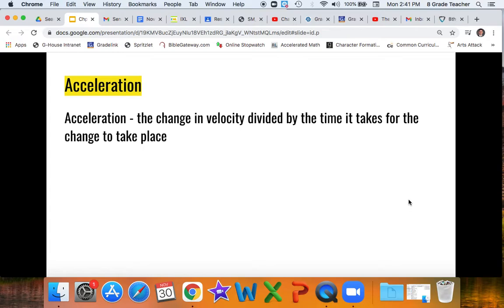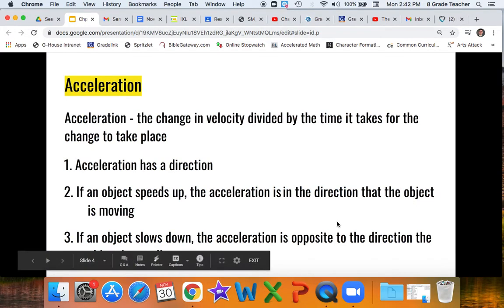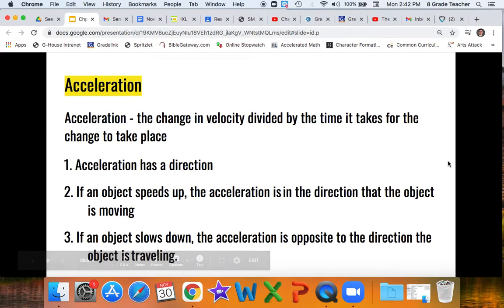Like velocity, acceleration has a direction. If an object speeds up, the acceleration is in the direction that the object is moving. If an object slows down, the acceleration is opposite to the direction that the object is moving. What if the direction of the acceleration is at an angle to the direction of motion? Then the direction of motion will turn toward the direction of acceleration.